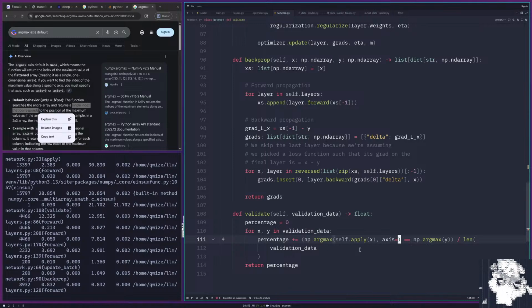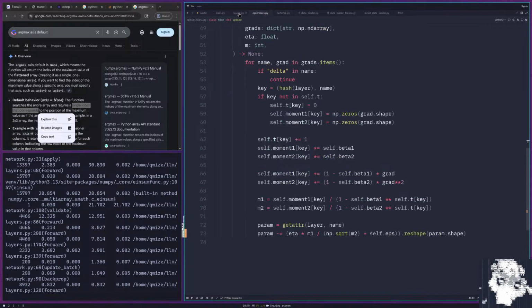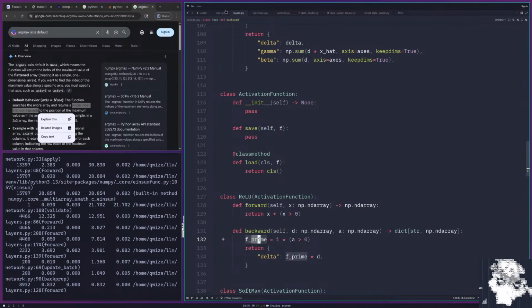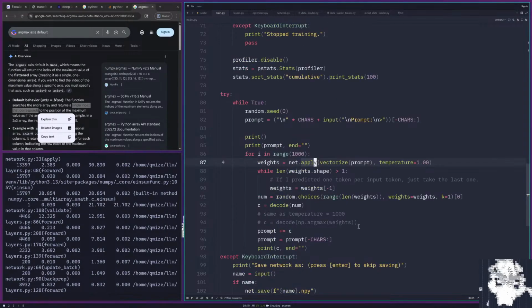Oh, that doesn't make any sense. This should be... zero. I don't think that'll fix anything, but... Well, actually, it might fix the percentages. And then this needs the same thing.